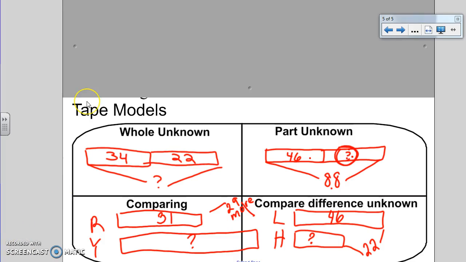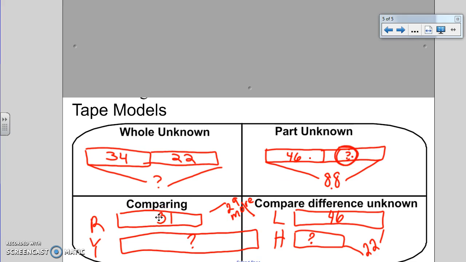Alright, boys and girls, you have learned many different ways of solving word problems. Yesterday we made a chart of all the different ways that we can solve word problems. We had where we know the two parts that make the whole, and we have to add these two parts together to make the whole. We know one part, we know the whole, we have to make a subtraction sentence to find the other part.